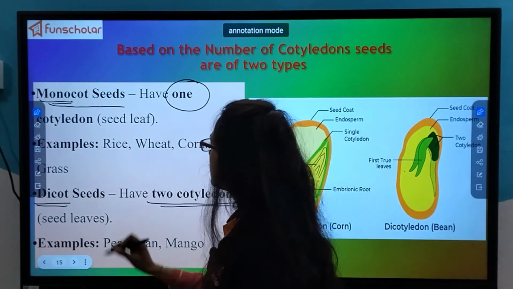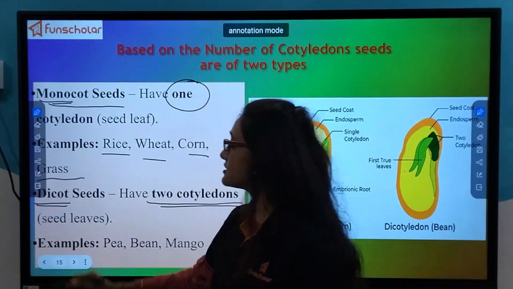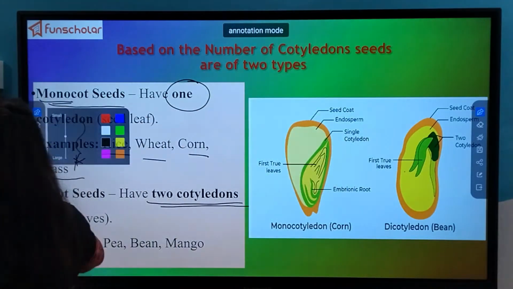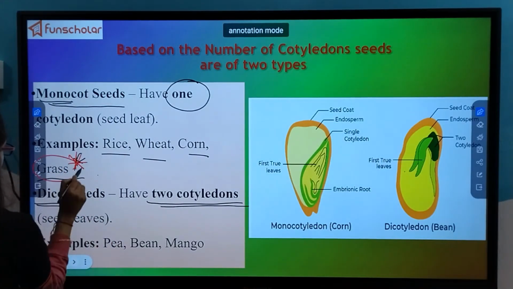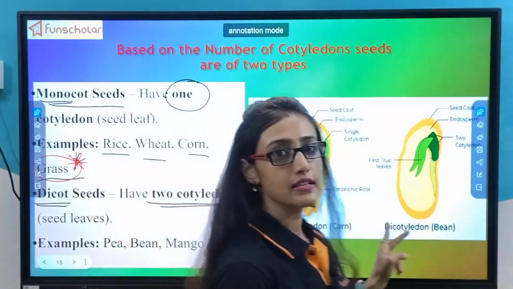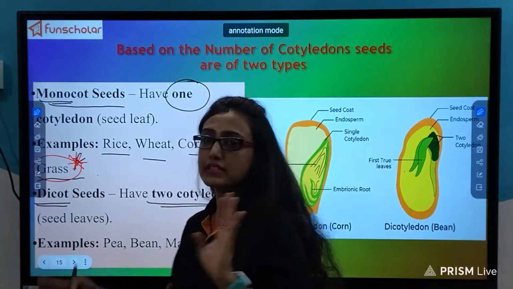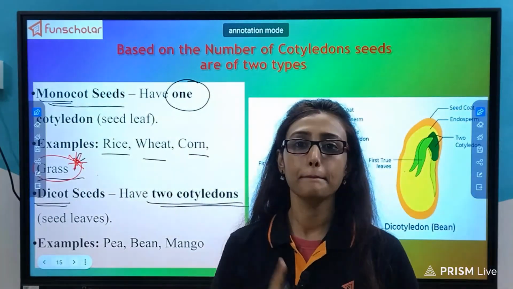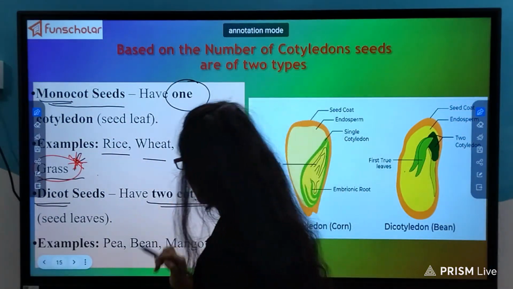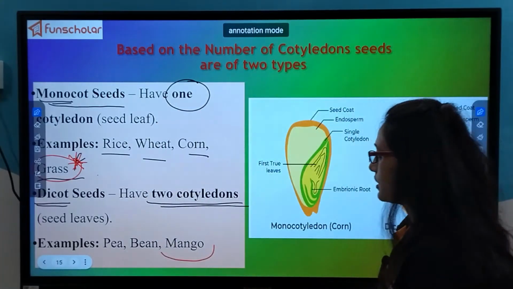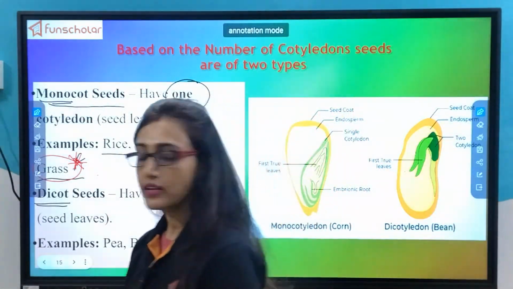Examples of monocot are rice, wheat, corn, even grass. This is very important. They often ask you, is grass a monocot plant or dicot plant? The answer will be, it is a monocot plant. An example of dicot plant you have seen in your daily life: pea, bean, gram. They are dicot plants. Even mango. I hope you have understood what is monocot and what is dicot.